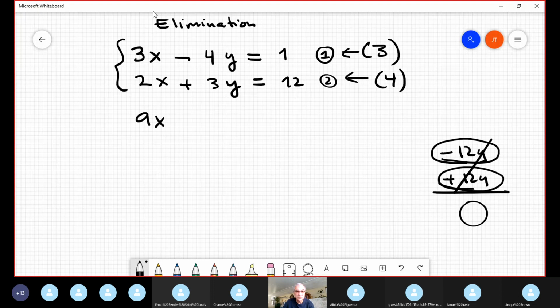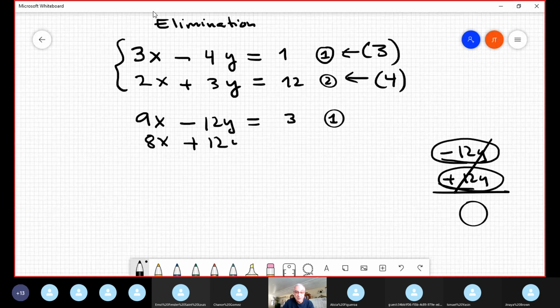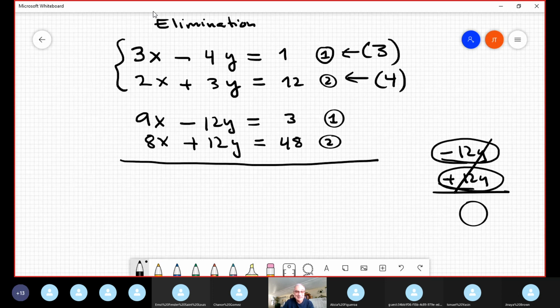So 3 times 3 is 9, minus 12y equal 3. This is my equation number 1, new. Okay, by the way, it's equivalent. It doesn't change. The equation number 2 is 4 times 2 is 8. 4 times 3 is positive 12. And 12 times 4 is 48. This is my new equation 2. And I am ready to add equation 1 plus equation 2.